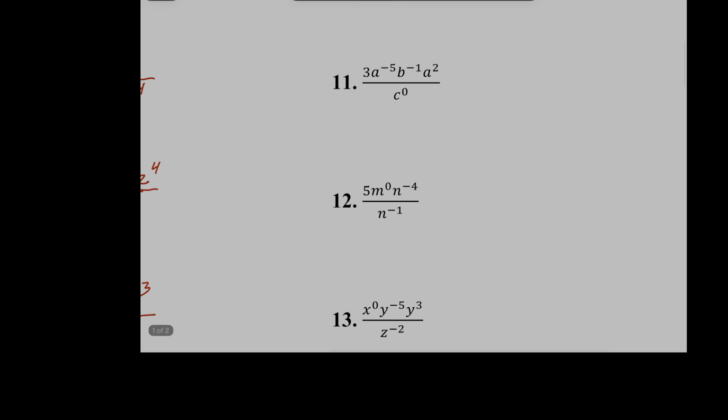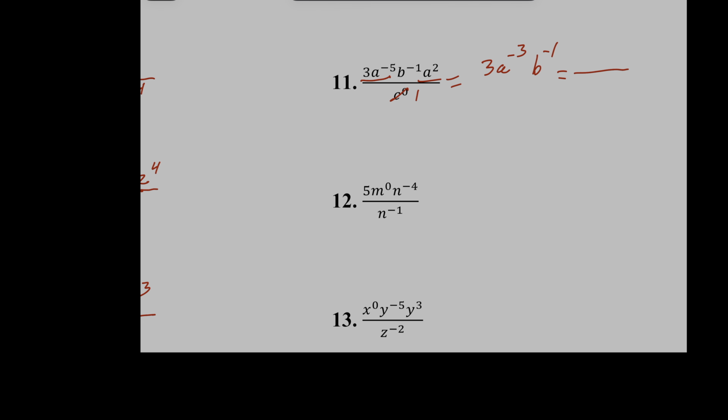I see that c to the 0. I know that's just a 1. Okay, now I have a 3a to the negative 5 times a squared. When we get that, we just add the exponents. So that's going to become 3a to the negative 3. And I have a whole video on Max tutorials on how to do that. B to the negative 1.